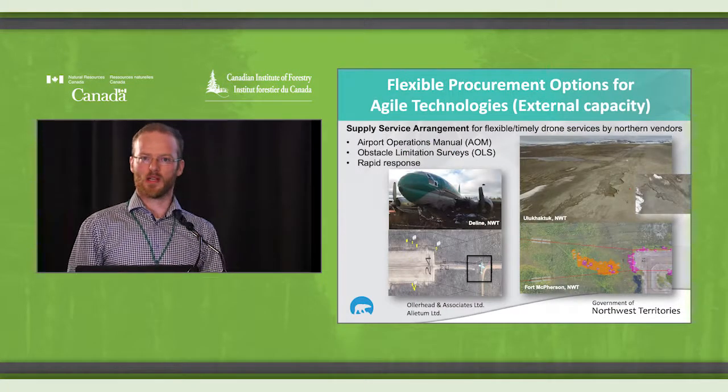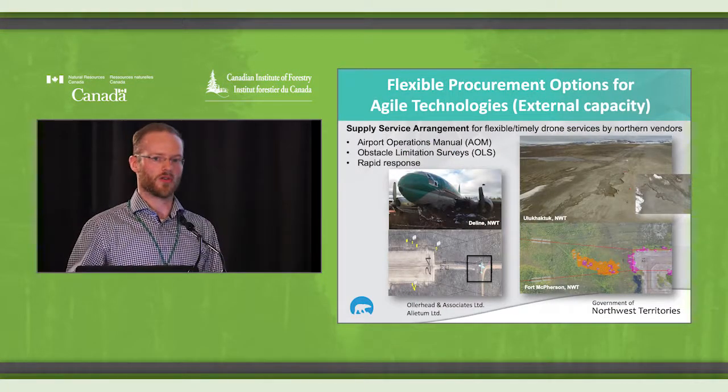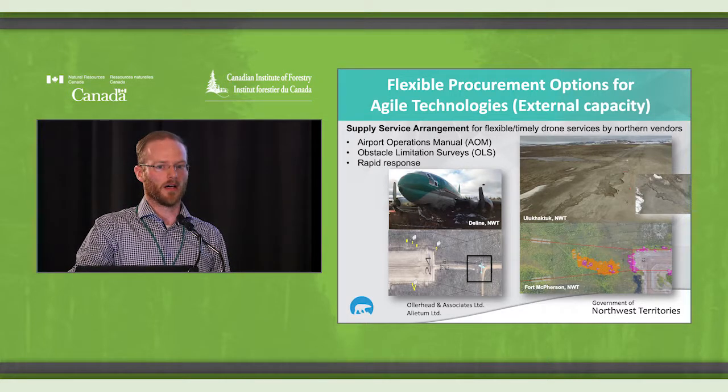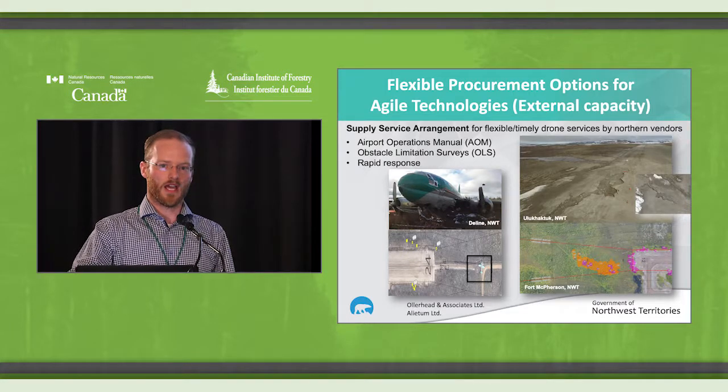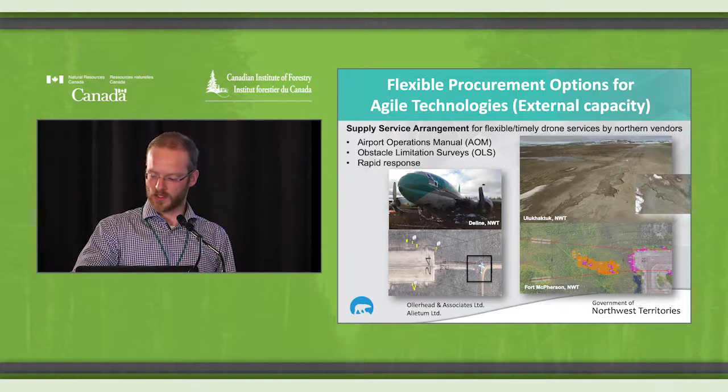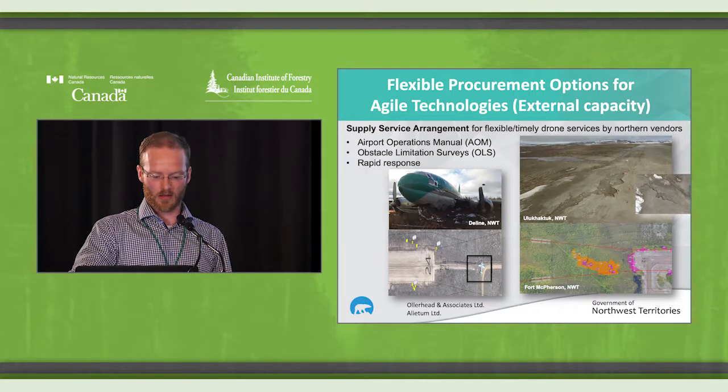Now, we're not just building capacity internally, we're also building external capacity by pre-vetting northern vendors to provide drone services to the GNWT. Makes no sense to have a flexible deployment system such as a drone and then still going through a lengthy RFP process. So we have a supply service arrangement to provide us with key data right away.